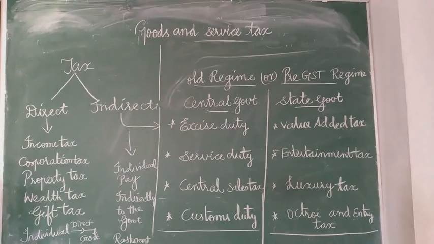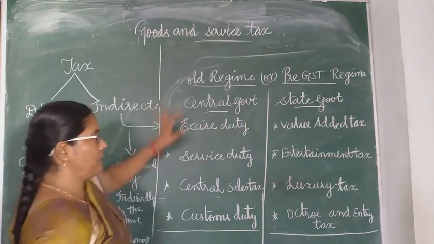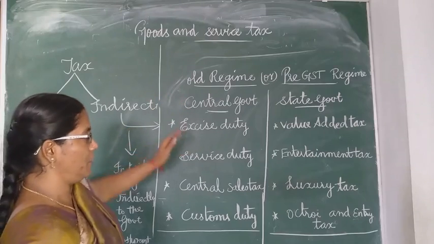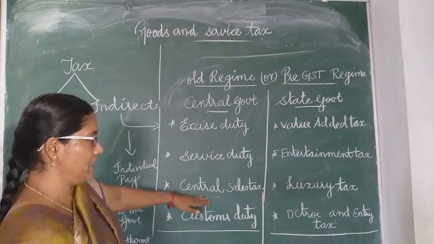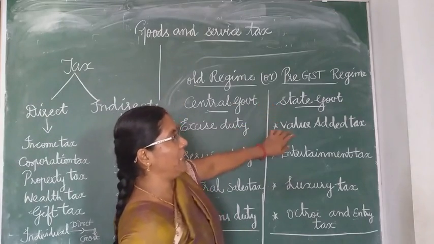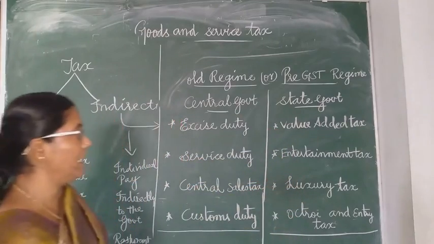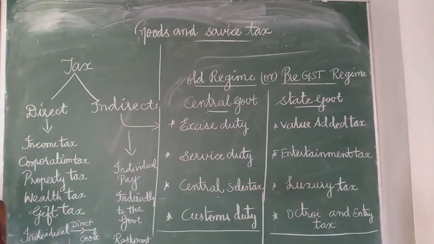So moreover, all the indirect taxes on commodities purchased by an individual are basically levied by the central government and state government. The central government levies excise duty, service tax, central sales tax and customs duty. The state government levies value added tax, entertainment tax, luxury tax, octroi and entry tax. Let me explain each and every one.